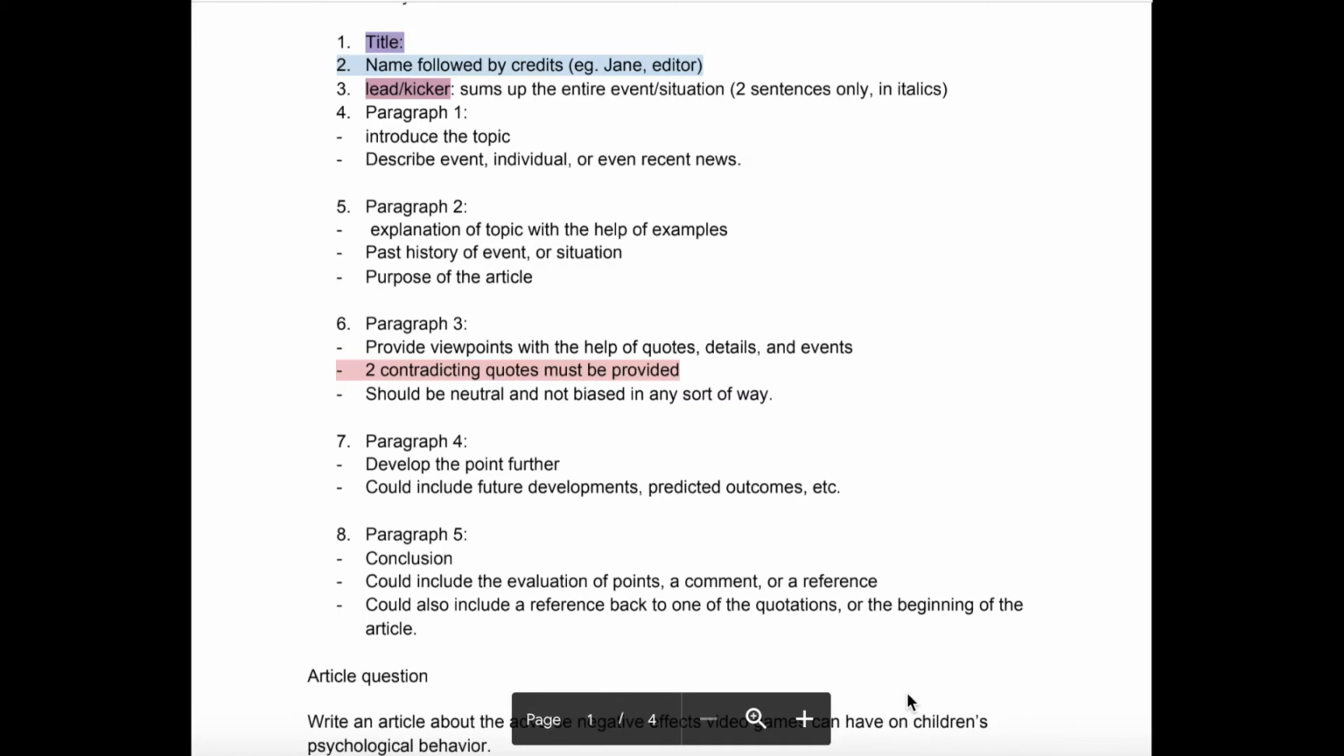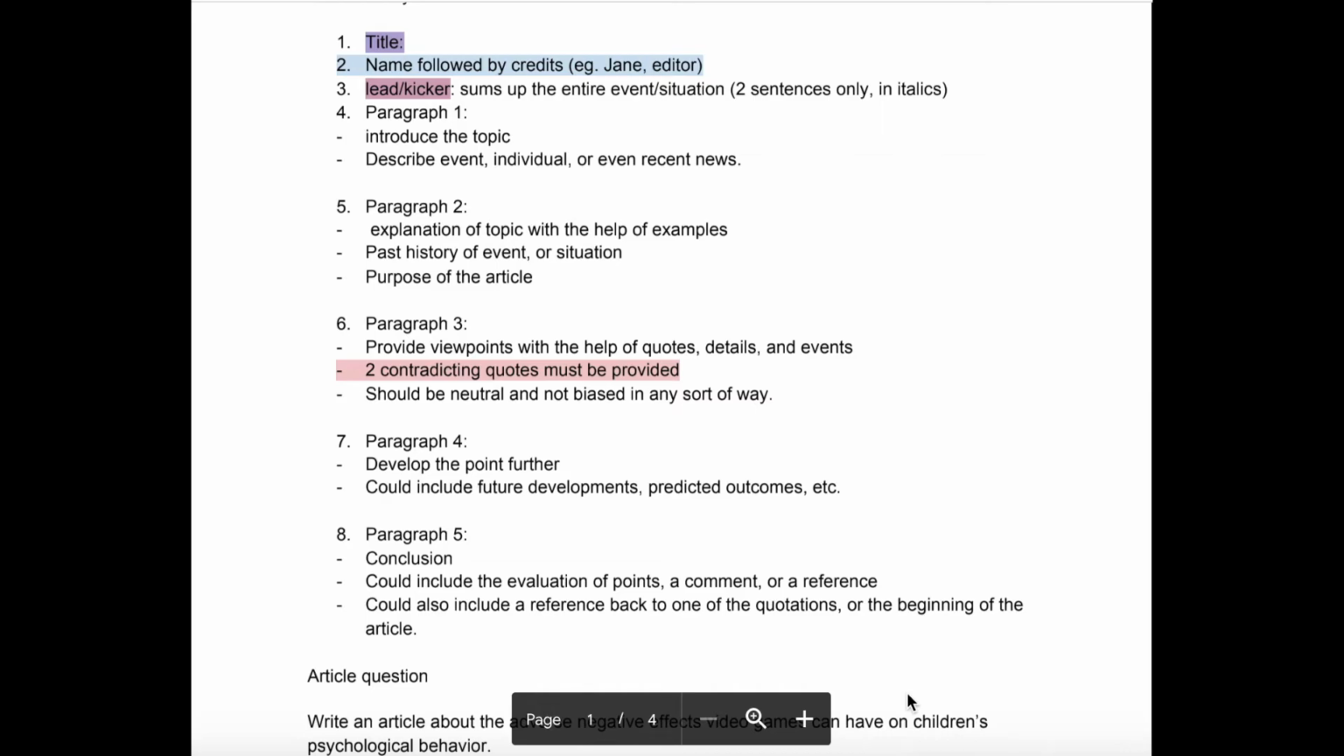Now for paragraph 3, you could choose between two options. For option number 1, you could go against paragraph 2 by providing contradicting viewpoints or quotes, which essentially is a magazine article. As for option number 2, you can explain paragraph 2 to a greater extent by providing quotes and viewpoints, which essentially are newspaper articles. This is dependent on the type of question you get.